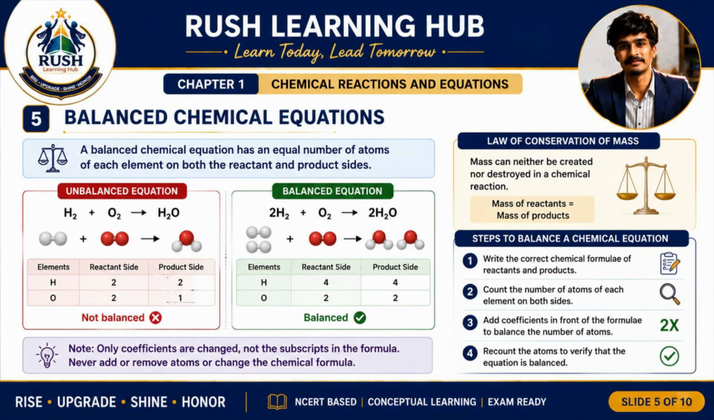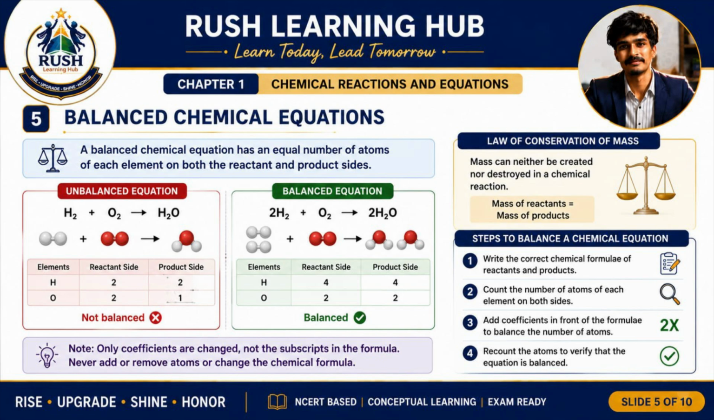To balance it, we add coefficients before the chemical formulae. The balanced equation becomes 2H2 plus O2 gives 2H2O. Now, both sides contain 4 hydrogen atoms and 2 oxygen atoms. The equation is balanced. Remember an important rule: only coefficients can be changed while balancing an equation. Never change the subscripts within a chemical formula, as that would change the substance itself.